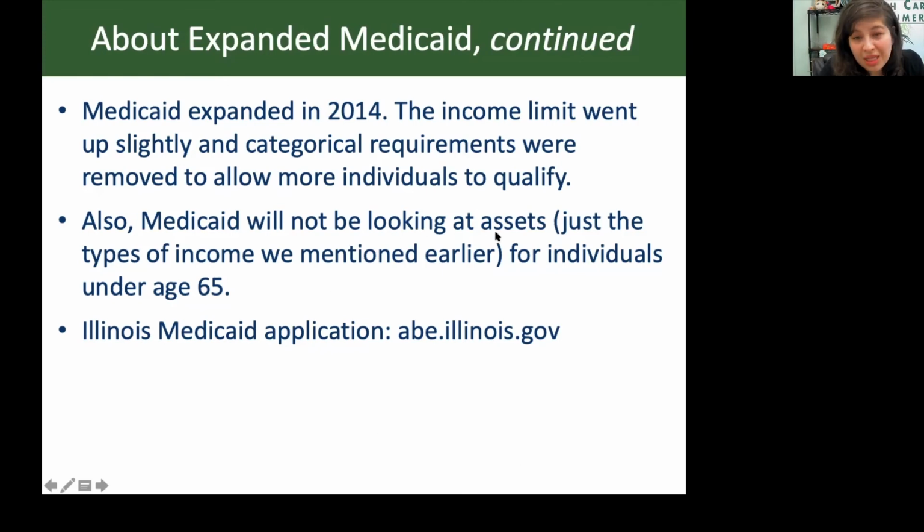Medicaid will not be looking at assets. They are just looking at what income is coming in based on that list of income elements that we looked at. But they will not be looking at bank accounts for the adult category. However, if you're over 65 or considered disabled, they do look at assets, but that's a separate presentation. You can apply directly to Illinois Medicaid at abe.illinois.gov.